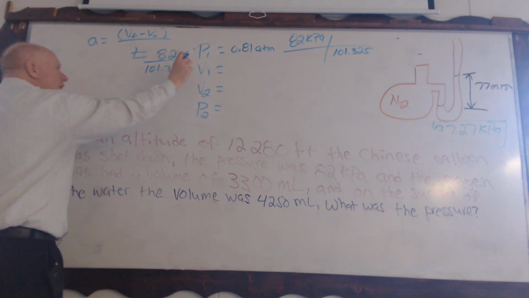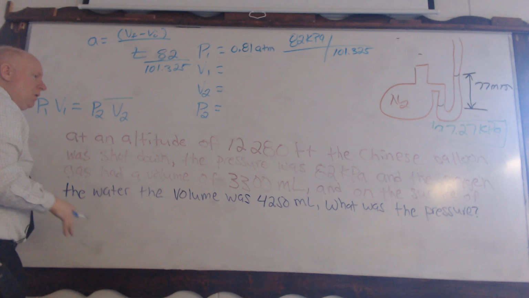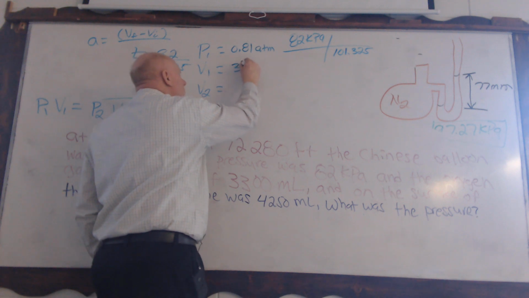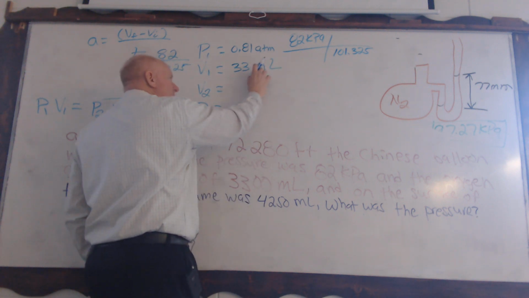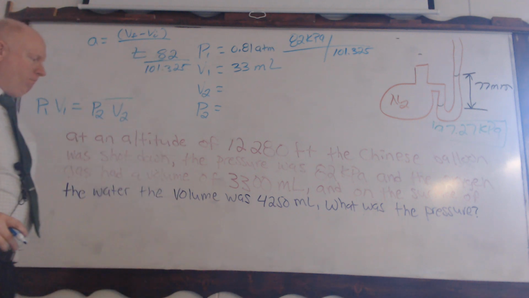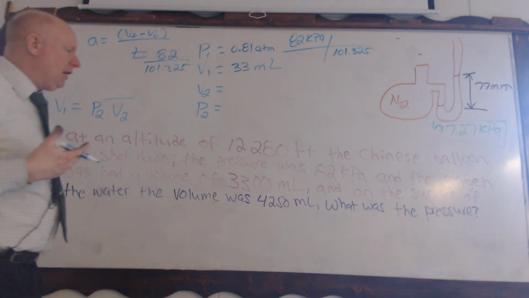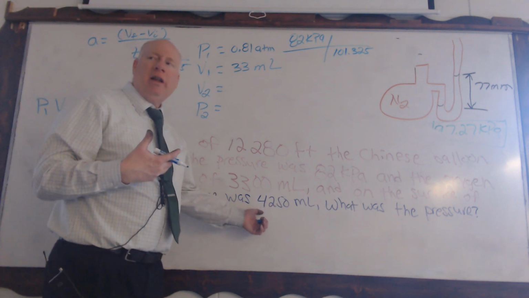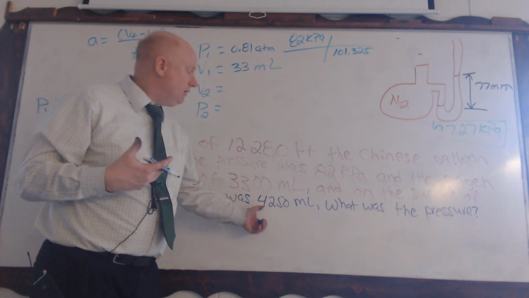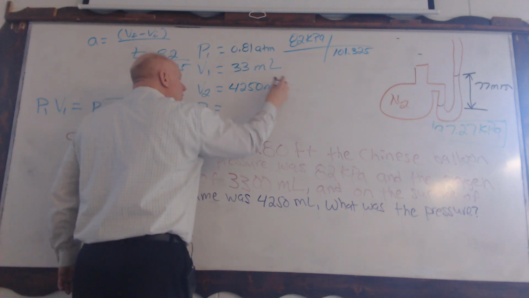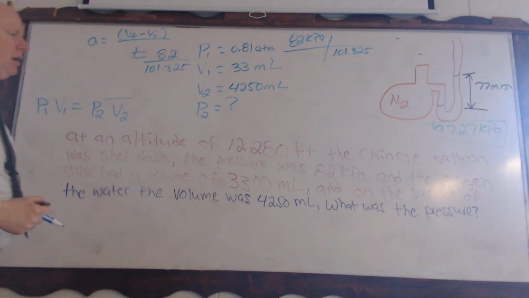Then what was our initial volume? What was it up at altitude? 3,300. You can leave it in milliliters. Then once that balloon was shot down, we're simulating that the volume at sea level, or where it landed, would be our new set of conditions, which is 4,250. So then what was the pressure on the ground?